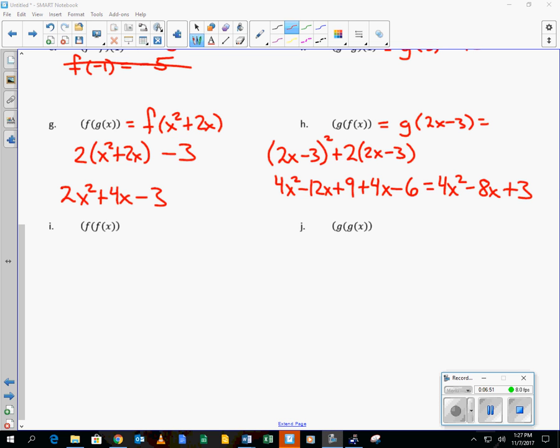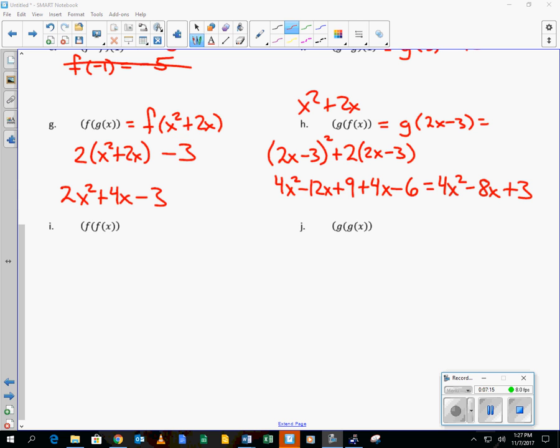Okay, 4x squared minus 8x plus 3. So I had to take the 2x minus 3 and I had to square it, and I also added 2 times that. Okay? Because again, the rule for g of x was x squared plus 2x. So I had to take the 2x plus 3 and plug it in for each one of those. For each one. Jackson, question?